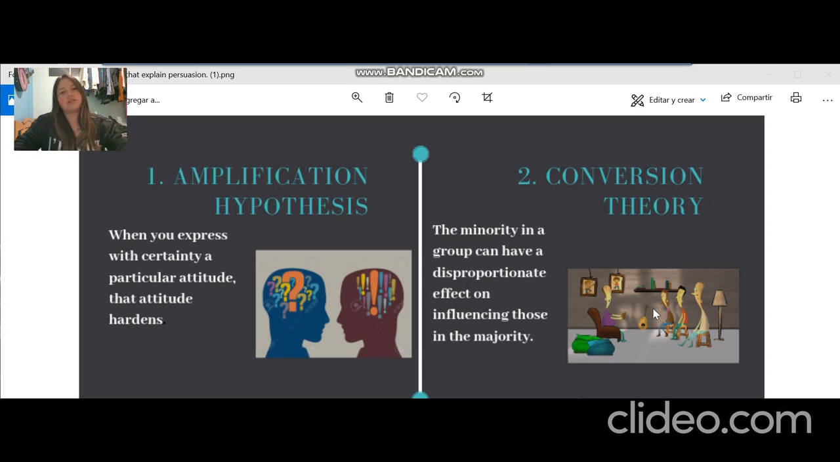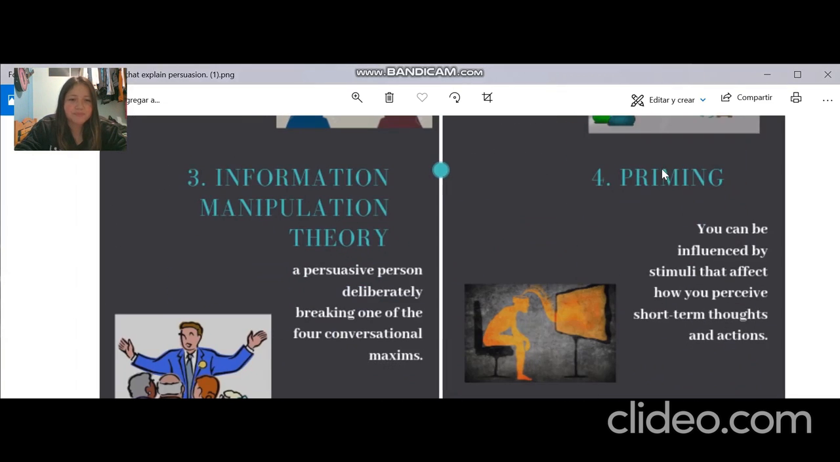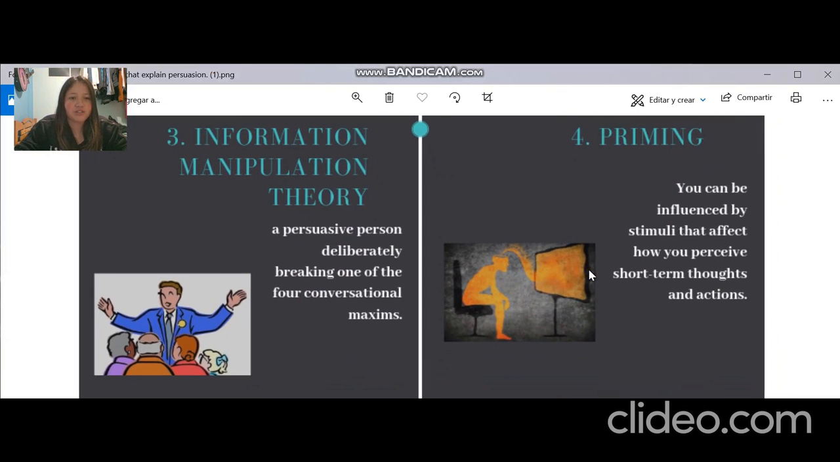So the third is the theory of manipulation, or information manipulation theory. In order to persuade a person, one of the four maxims of a conversation is deliberately broken. So, first, quantity. The information provided will be complete, as expected by the listener and without omissions. Second is quality. The information provided will be truthful and correct.